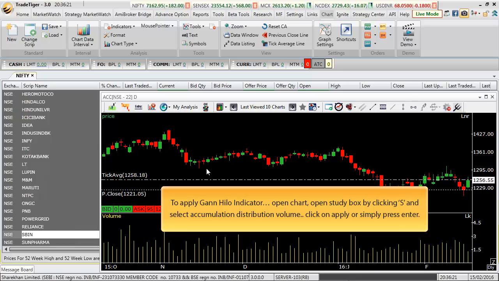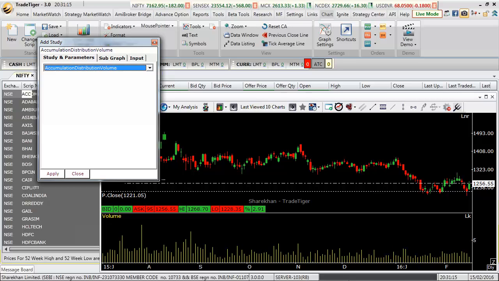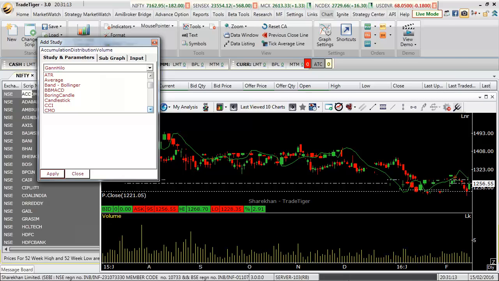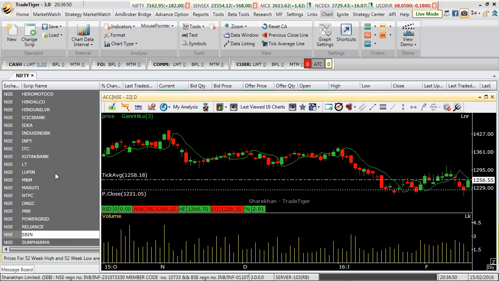To apply Gann HiLo indicator, simply open the study box by clicking on S. Select Gann HiLo indicator and click on apply. Once this indicator is applied on the chart, we can look for the candles closing above or below the Gann HiLo indicator and accordingly make timely decisions to enter into the markets. And that's all for the first indicator, which was Gann HiLo indicator.